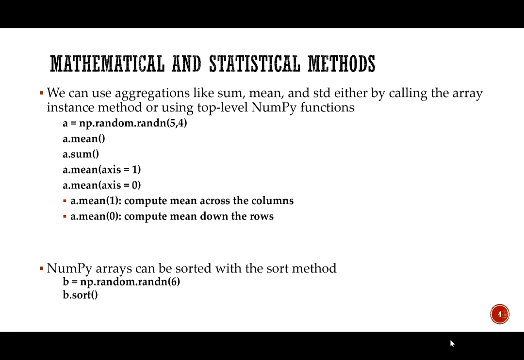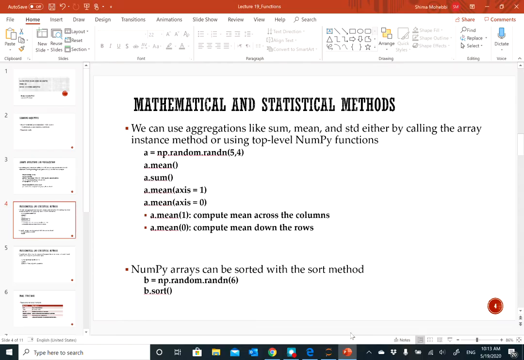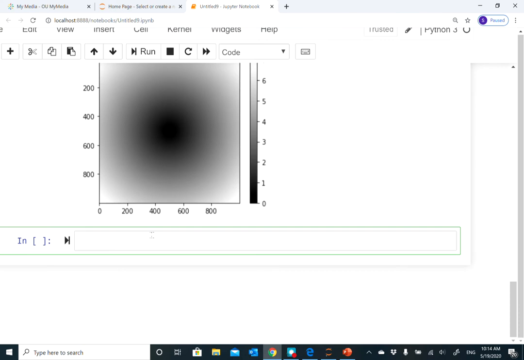Then you can apply the mean method, and then it calculates the mean or the average of all items in the matrix. The same for sum. Now, if you pass axis, then you can control whether you want the mean across the columns or down the rows. So if axis is equal to 1, then it computes mean or sum across the columns. And if axis is equal to 0, then it computes mean down the rows. And you're going to see the example here. So let's run this. When you see the numbers, it makes better sense.